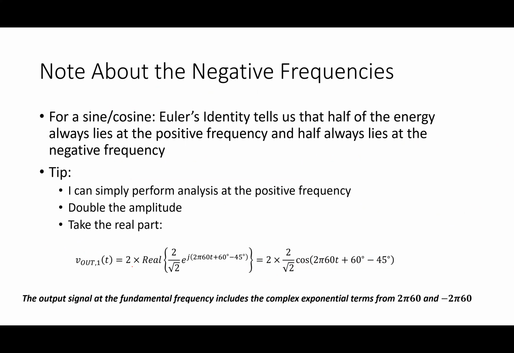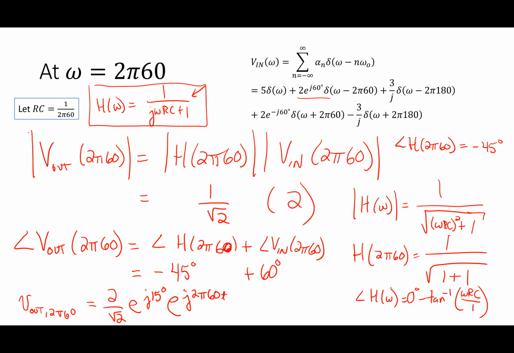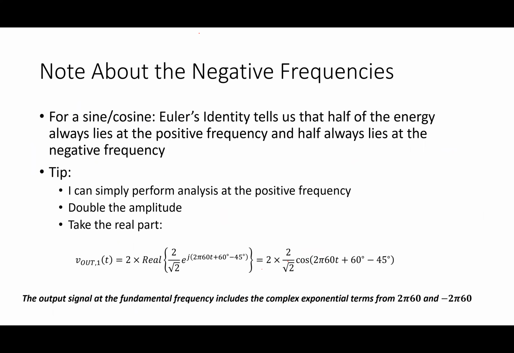So I basically say it ends up being 2 times the coefficient that I just got here. So the cosine that I would get would be 2 times square root of 2, like that. So the amplitude of the cosine is twice as big. It's just Euler's identity coming into play there.